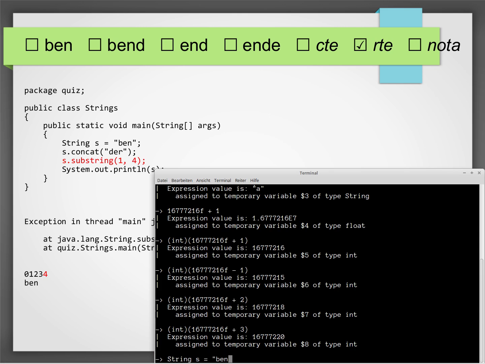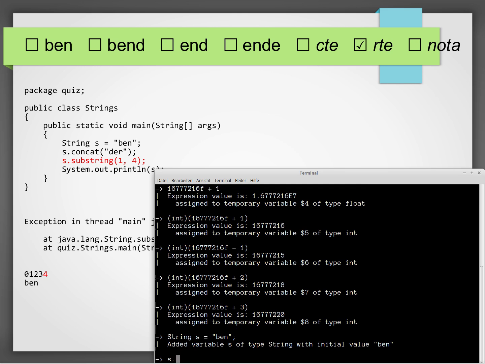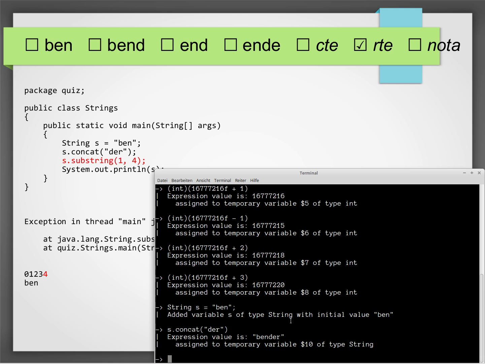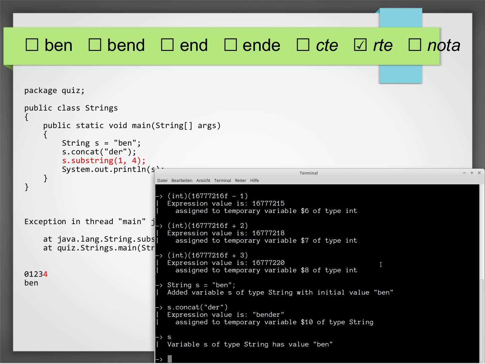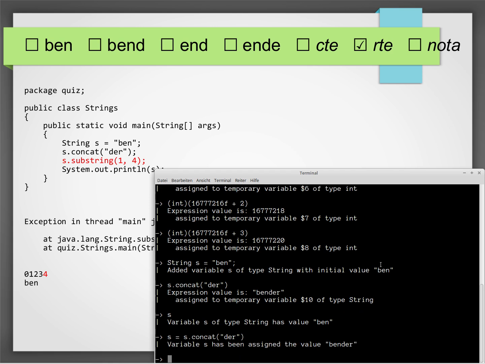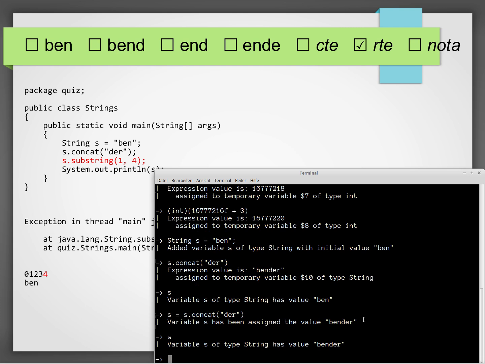So I have ben, okay, and then I call the concat operator. I concat dir, and the result of this expression is Bender, right? Here it is, Bender in all his glory. But s is still bound to the string ben. We didn't change s. If you want to change s, you have to write s equals s.concat(dir), right? I want to refer to the result of this expression, and you can see it here. If we want to check just to be sure, s is now bound to the string Bender.